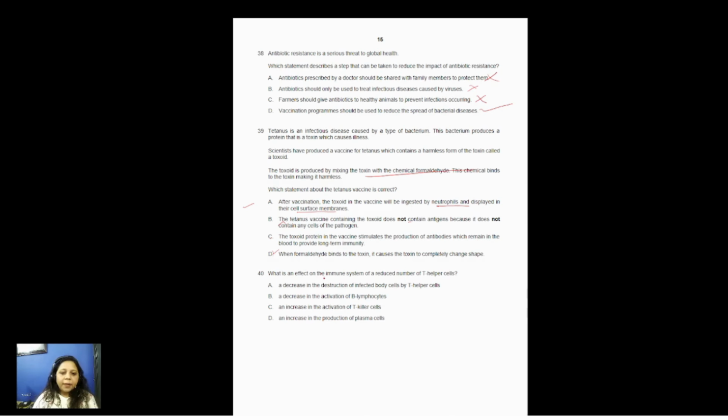Last one, which is an effect on the immune system of a reduced number of T helper cells. So what will happen if these T helper cells are not available? Definitely our body is going to feel a decrease in something. So I'm giving you a hint. It can be A, it can be B. A decrease in the destruction of infected body cells. No. And a decrease in the activation of B lymphocytes. Yes, because these are the helper cells as the name indicates, and they activate the lymphocytes to help the cell to produce a certain type of antibody.